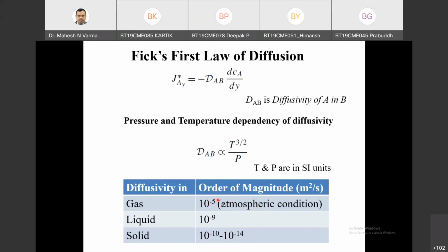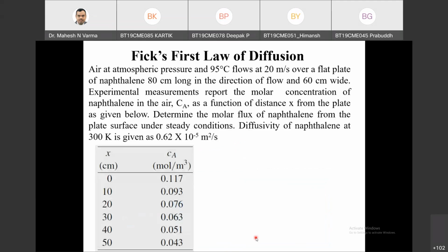What is the diffusivity of a compound in gases? Order of magnitude. If some data is given and you want to judge whether this data is correct or wrong, at least you can have some input from this table. So diffusivity of any compound in gases is in the order of 10 raised to minus 5. Then comes the diffusivity of liquid, and the diffusivity in solid will be lesser than 10 raised to minus 10. So this will be the order of magnitude of diffusivity. So we'll try to solve this problem, take down this data and solve the problem.